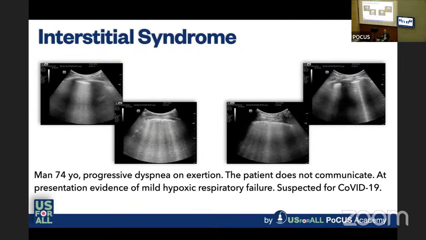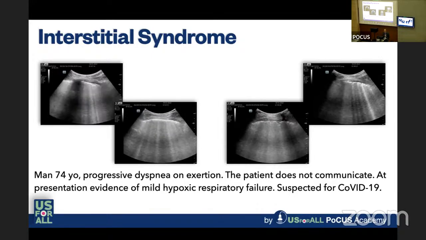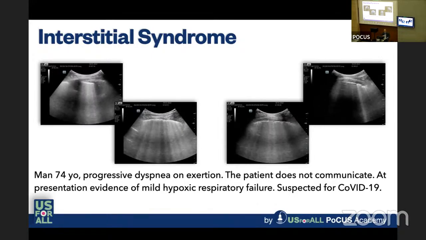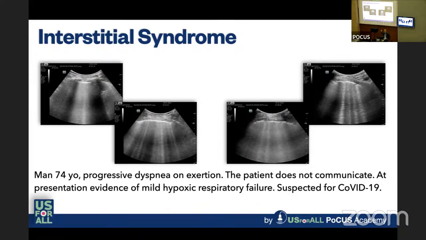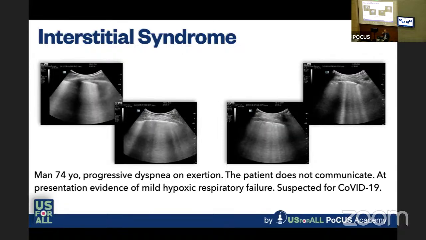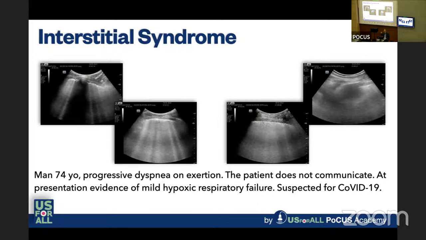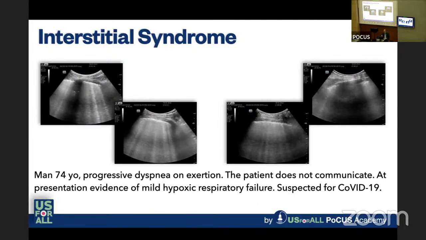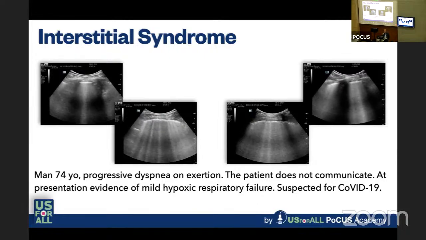He's suspected of COVID-19. We perform lung ultrasound and we see B lines everywhere: anterior, lateral, posterior, everywhere, with a pleural line that, as you can see here, is irregular everywhere. So this is very important information for us.